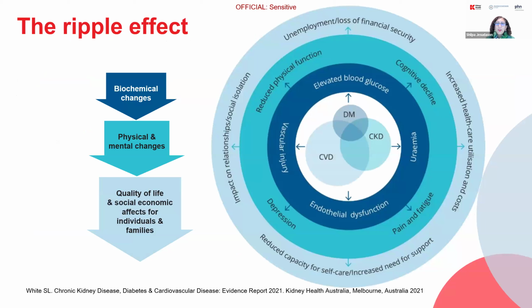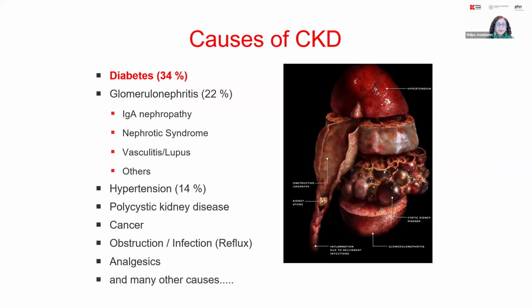We know that if you start in the centre with this triple whammy of diabetes, cardiovascular disease, and chronic kidney disease, one layer of the onion is all of the biomedical issues. The next layer is the physical and cognitive and symptom impact. And then the final layer is the social, financial, and family and community impact. So this is really the onion and the ripple effect of chronic kidney disease.